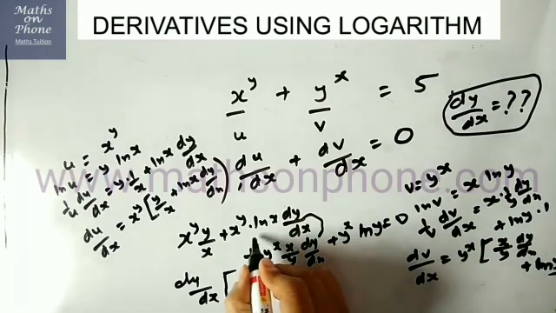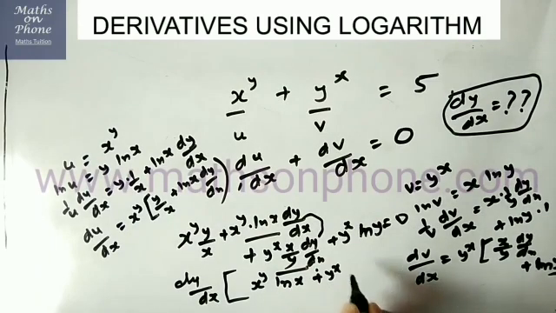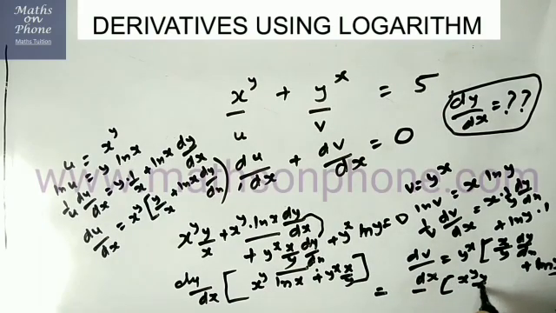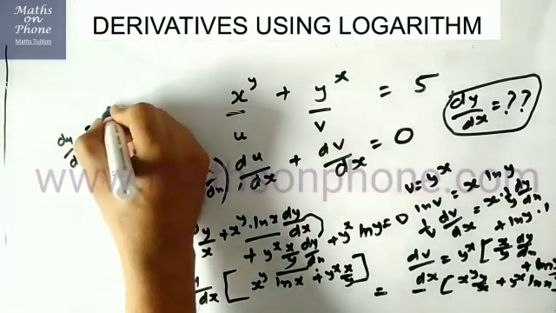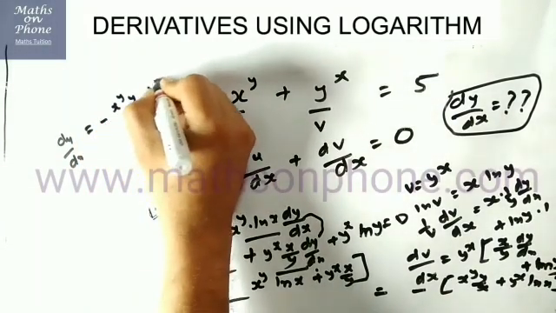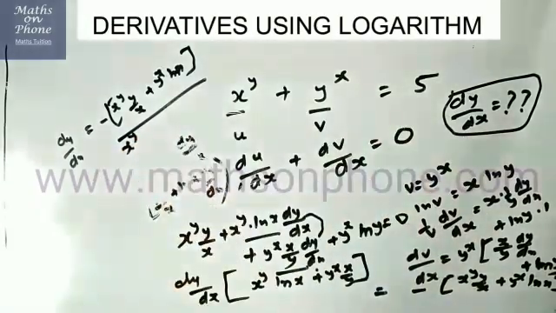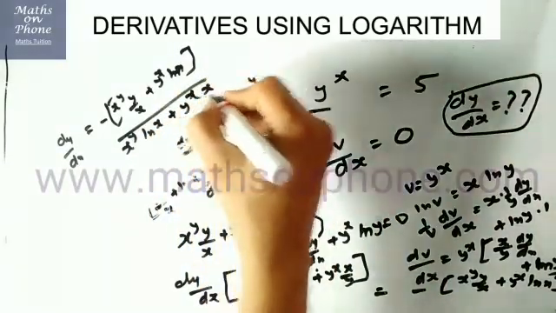Dy by dx, taking common here and here, it is x to the power y ln x plus y to the power x into x by y, and taking the other terms not involving dy by dx to the other side, it is giving minus of x to the power y into y by x plus y to the power x ln y. Now from that equation we can get the value of dy by dx is equal to minus of x to the power y into y by x plus y to the power x ln y, divided by x to the power y ln x plus y to the power x into x by y.